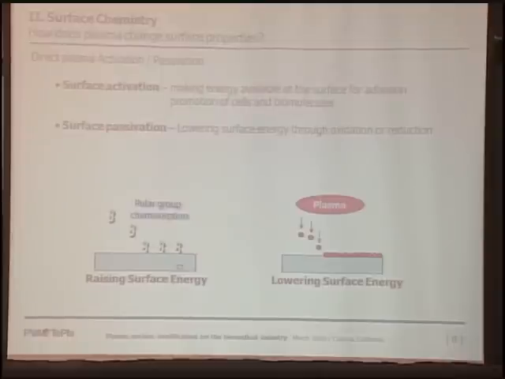Surface activation or passivation, this is where we raise the surface energy or we reduce the surface energy of a material. Raising the surface energy, this is where we make energy available to bond with an adhesive or an ink. At surface passivation, this is where we make the surface inert. One of the ways that we can do that, for example, is by adding fluorine groups or coating with a Teflon-like coating.